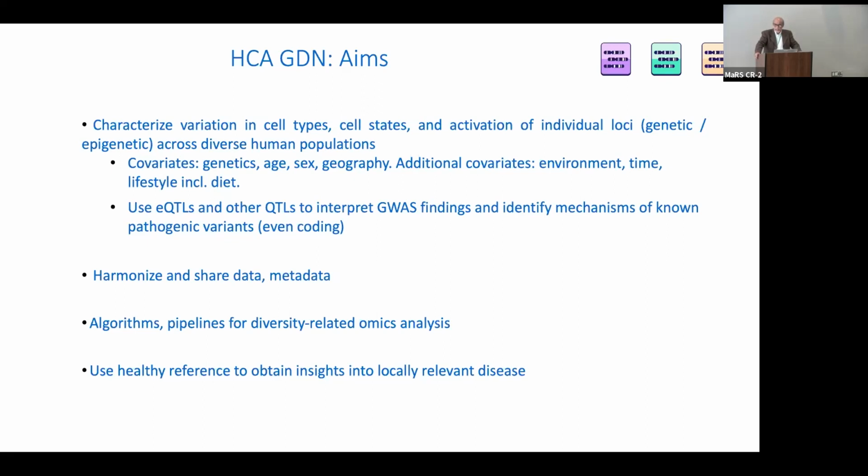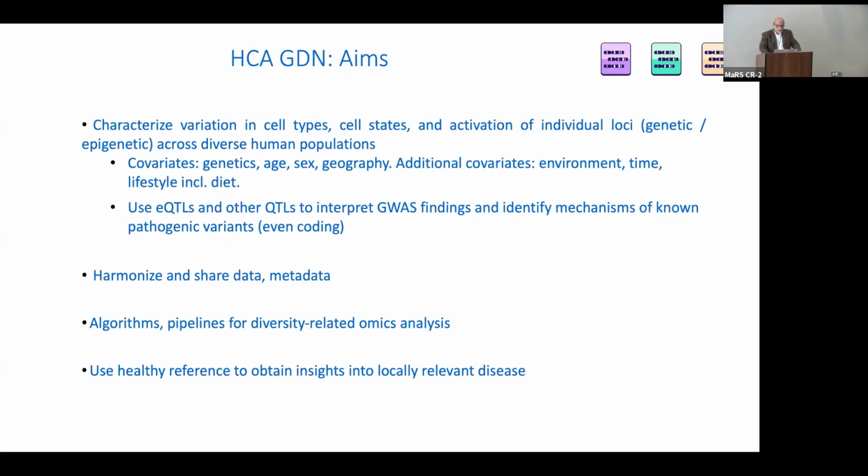We wish to harmonize and share data in the Human Cell Atlas, and also the metadata. The data sets that we generate will come with a lot of metadata, and we would like to share and harmonize all of that. This will require development of new algorithms and new pipelines for analyzing the kind of data that we will generate, and we would expect the entire HCA community to contribute to their development. The healthy data generated in this endeavor will provide us with insights into how to interpret and analyze data of relevant diseases that are of local importance or high prevalence locally.